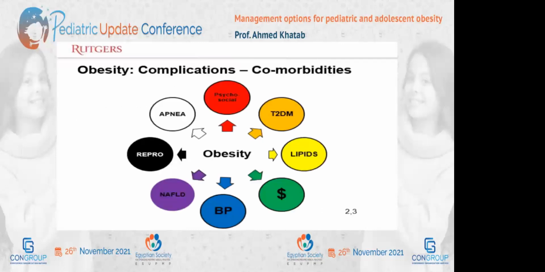Comorbid conditions associated with obesity include type 2 diabetes, disorders of lipid metabolism, a significant economic burden, hypertension, non-alcoholic fatty liver disease, reproductive disorders such as polycystic ovarian syndrome, pulmonary disorders such as obstructive sleep apnea, and last and not least, and not to be underestimated, the psychosocial burden associated with obesity.